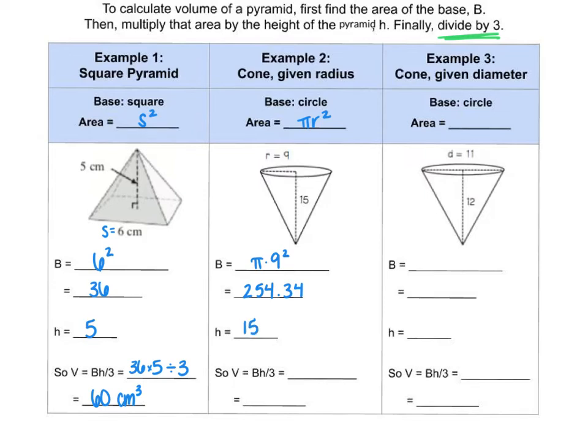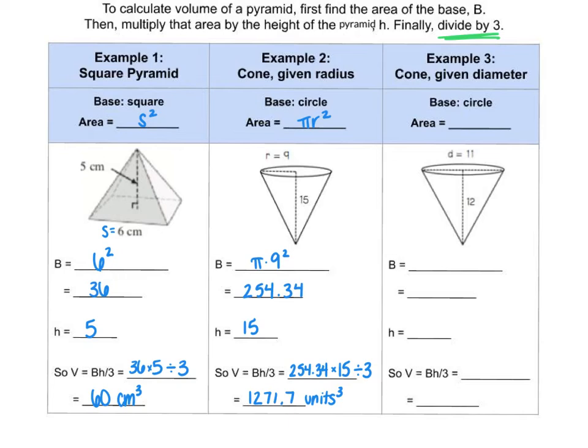Its height is 15. So to find the total volume of that cone, I'm going to be taking my 254.34, multiplying by 15, and dividing all of that by 3. So I get a final volume of 1,271.7. There's no units on this, so if I wanted to, I could write just cubic units.